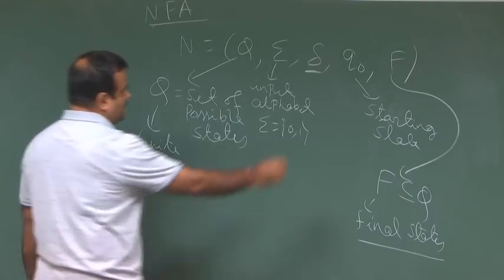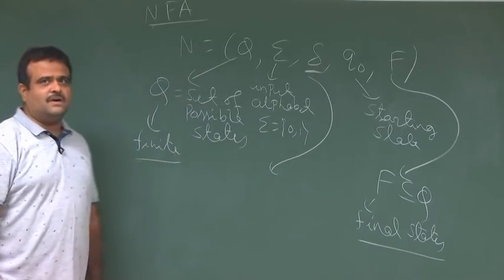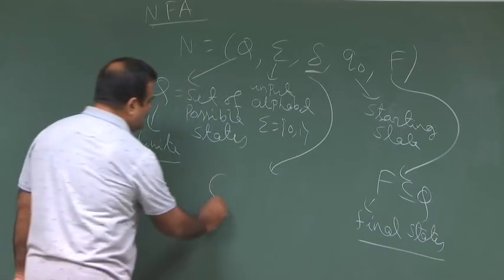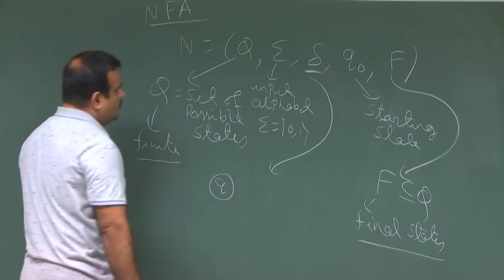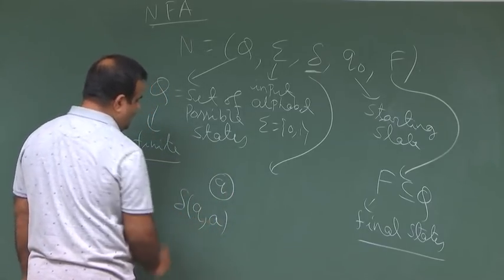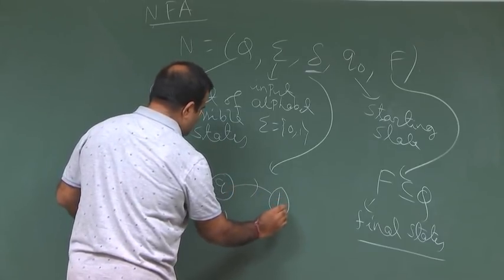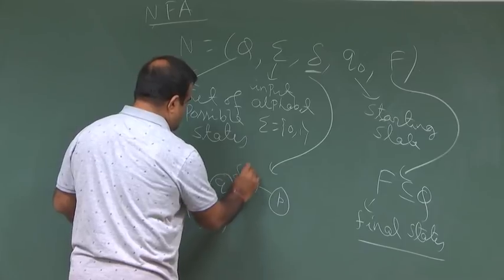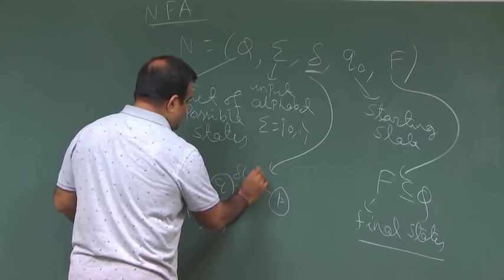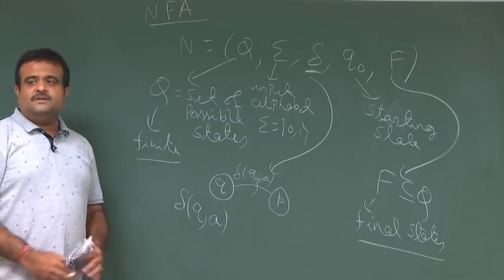Now, let us define this delta. Earlier delta was a function form, it was taking a state q. So delta of q and a, it is taking an input a. Earlier it was going to a fixed state, p say. So delta of q comma a, but here it is not unique, it is not deterministic.